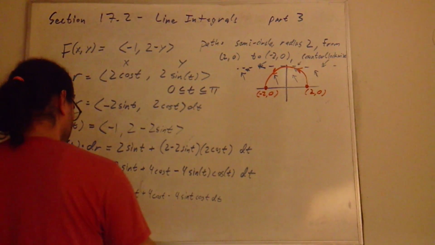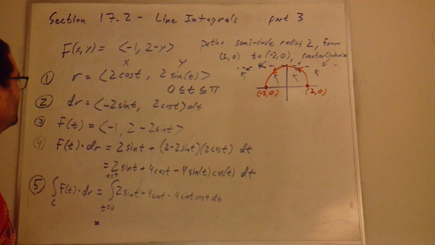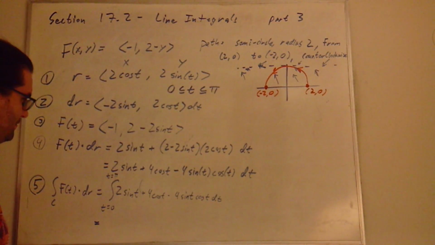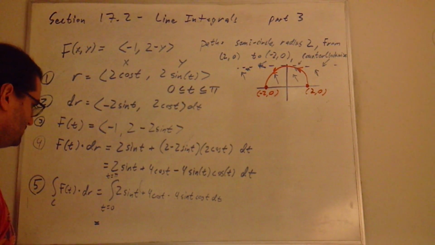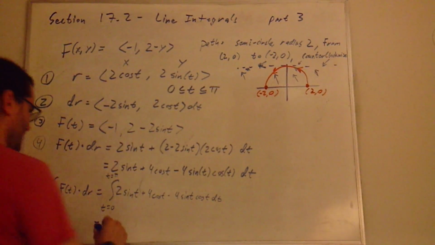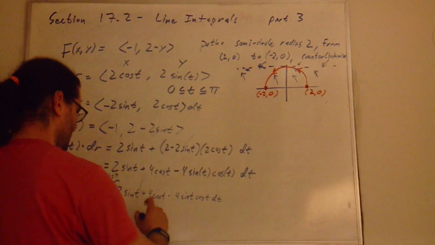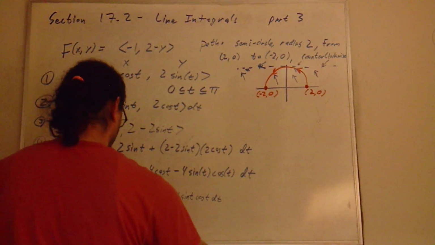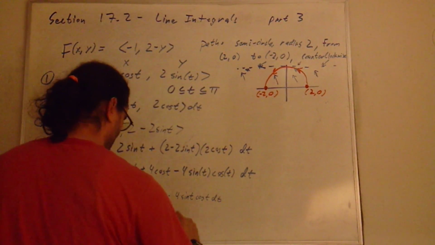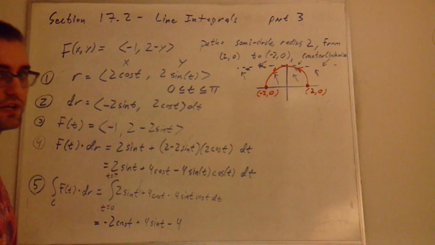2 sine of t integrates into negative cosine? Yeah. The derivative of sine is positive cosine. The integral of sine should be negative cosine. So -2 cosine t plus 4 sine of t minus 4. We have to integrate sine t cosine t.